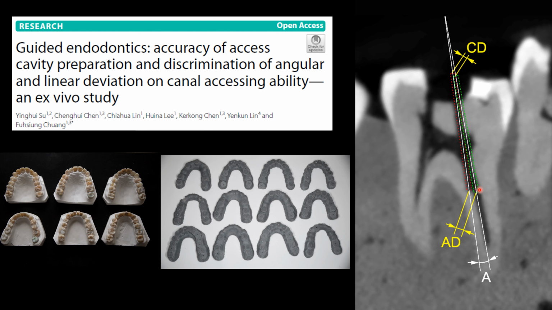The green one is the actual position which I desire to go, and the red one is where the drill actually goes in reality after I drill. So you can see the green one and the red one have some coronal deviation, and at the apex they have apical deviation. So these two drills will also have angular deviation.